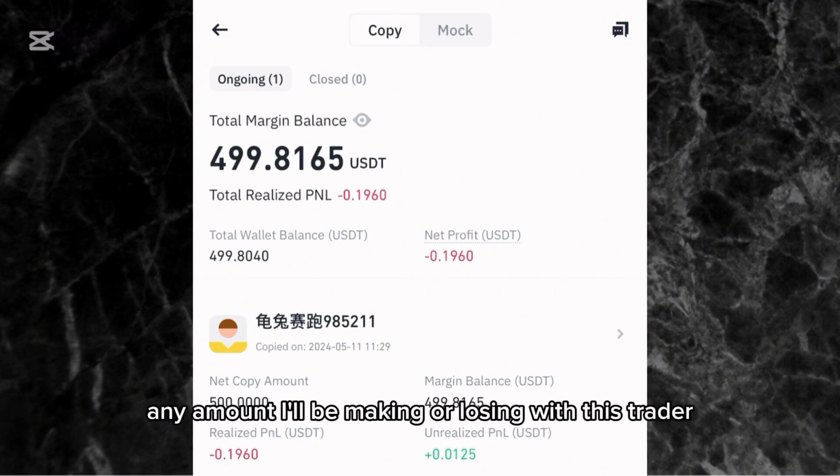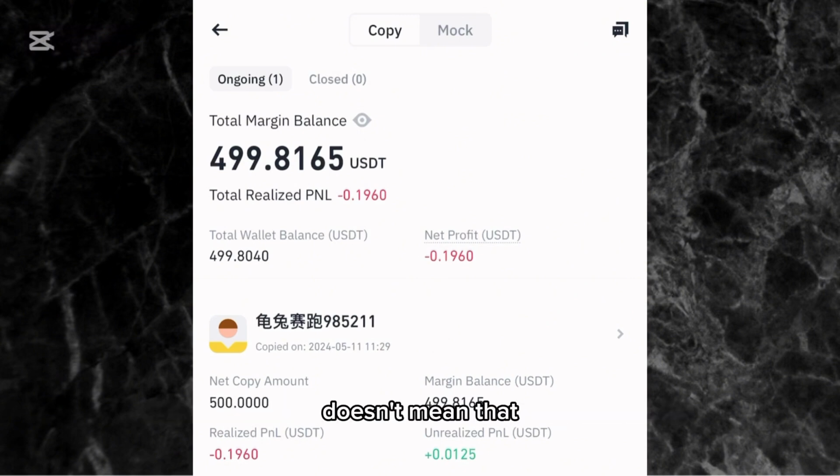Now, remember that any amount I'll be making or losing with this trader doesn't mean that you make or lose the same amount of money if you follow another trader.